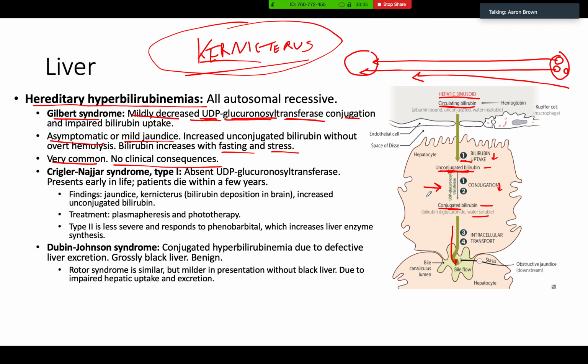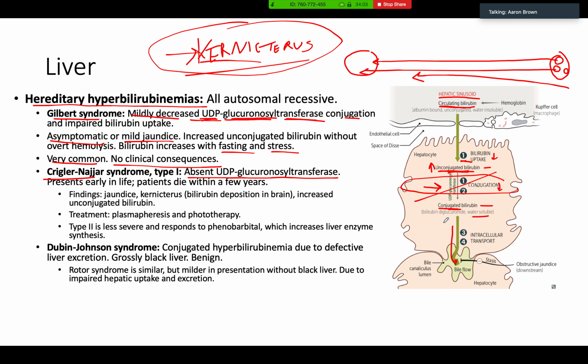Now, what if we get rid of this enzyme altogether? Absent UDP glucuronidyltransferase. This is when we get the Krigler-Najjar. Krigler-Najjar, right? It sounds like another villain from a movie, Krigler-Najjar, and his friend Kernicterus, are bringing big problems to our newborn babies. And so what we see is because we completely eliminate this step, unconjugated bilirubin is going to be through the roof.